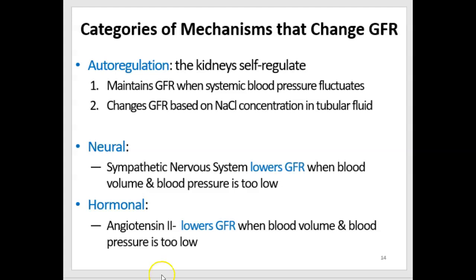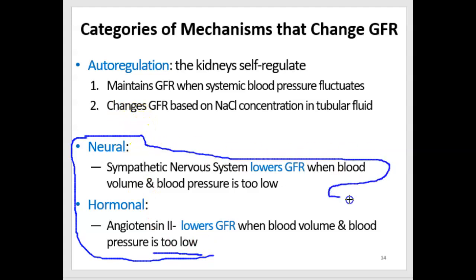The third category is hormones. Hormones can change the glomerular filtration rate. And this also happens when blood pressure is low. So both neural and hormonal mechanisms always lower GFR, glomerular filtration, when blood pressure is low, so that water is maintained in order to maintain blood volume.